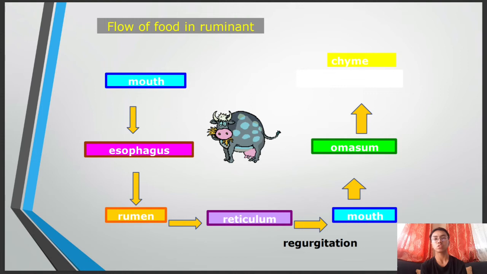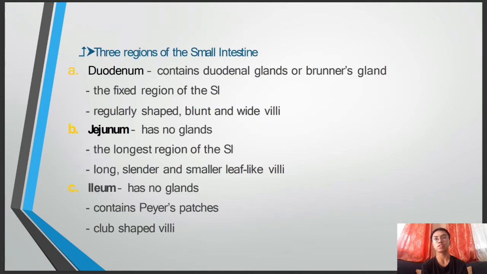Next slide is three regions of small intestine. The first is duodenum, contains duodenal glands or Brunner's glands. Then the fixed region of the small intestine. Next, the regularly shaped, blunt and wide villi. So the role of the duodenum is to complete the first phase of digestion.